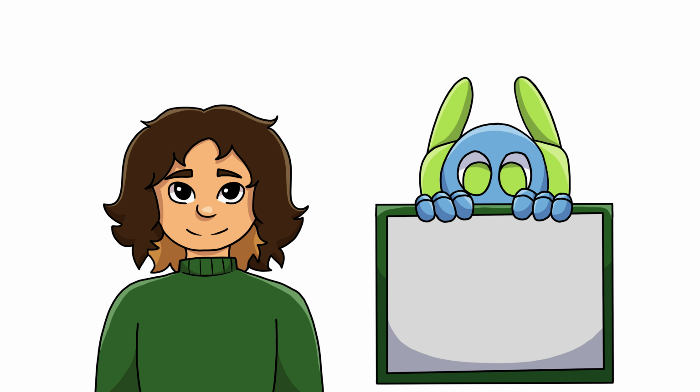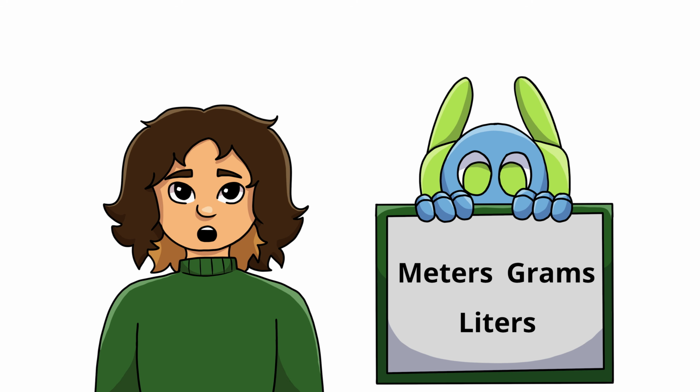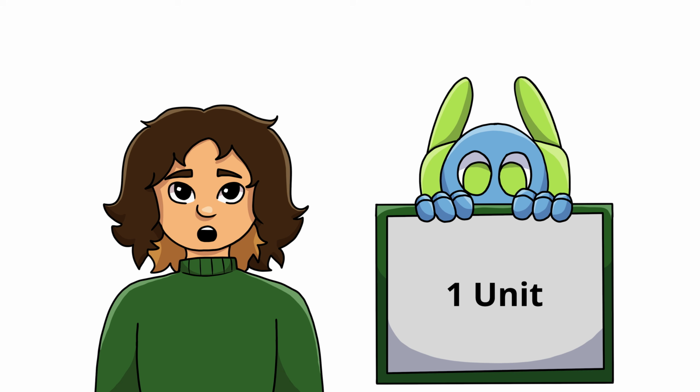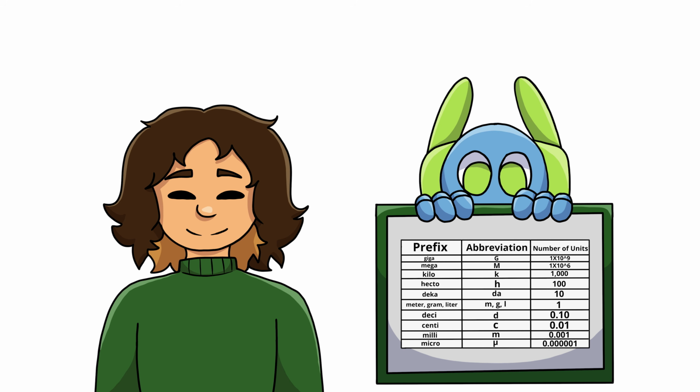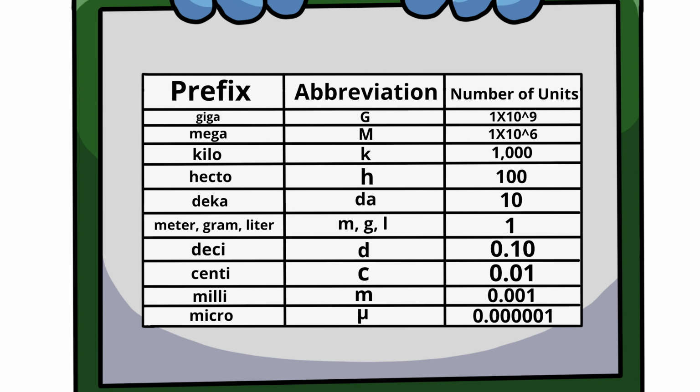The metric system tends to use prefixes to show a much larger or smaller amount, so the final number we get isn't as big or small. We have the base measurement of meters, grams, and liters, and each one of those represents a single unit. Then we have prefixes like mega and kilo, or centi and milli. Here's a table to show you all the prefixes, their abbreviations, and how many units there are. I'll leave it up on screen for a few moments. Feel free to pause if you'd like to read through all of them.